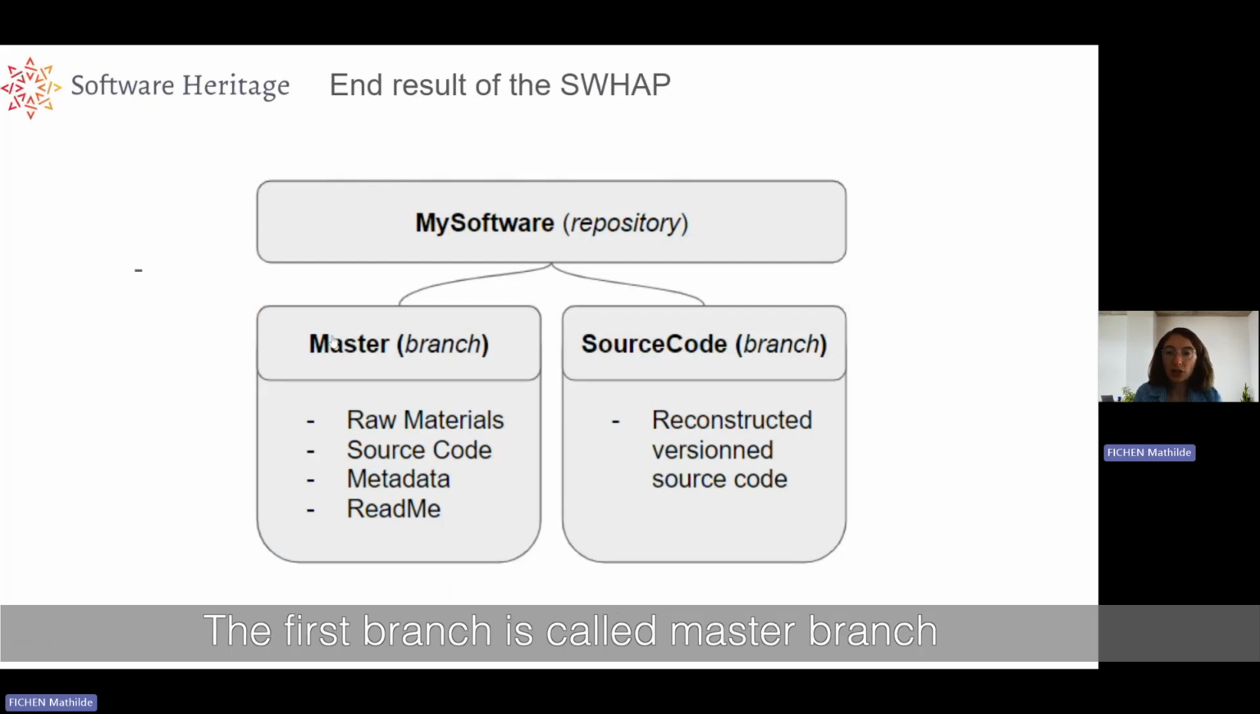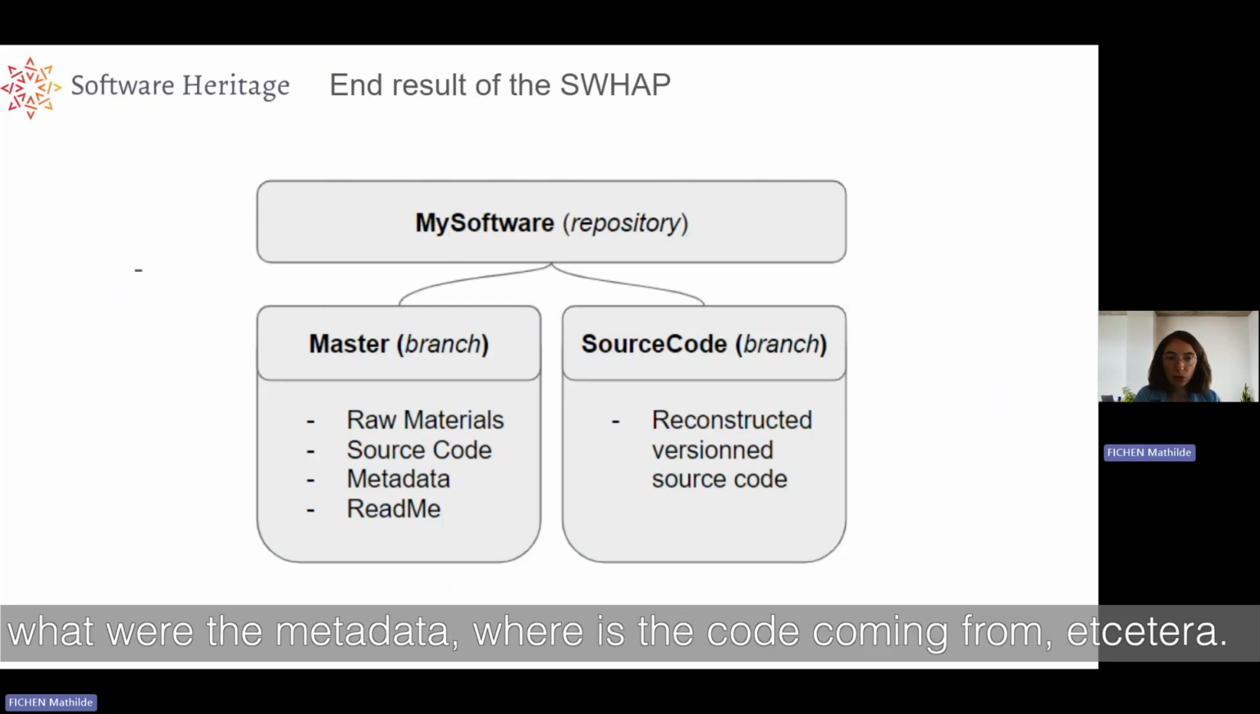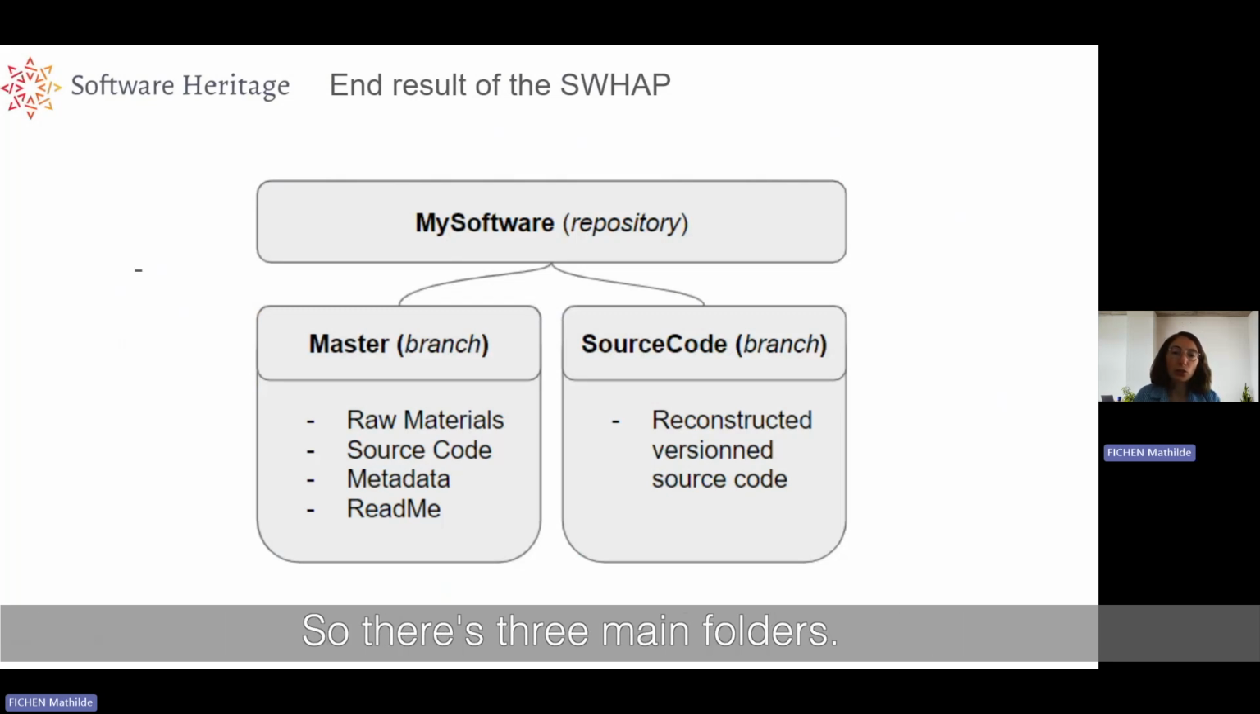The first branch is called Master Branch, and it contains basically all the initial material, all the information you need to understand what was the starting point of this process, what were the metadata, where is the code coming from, etc. So it has 3 main folders.